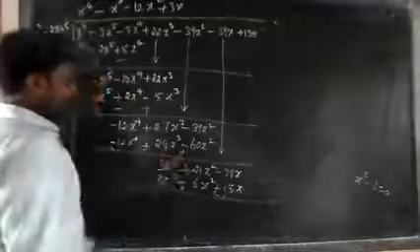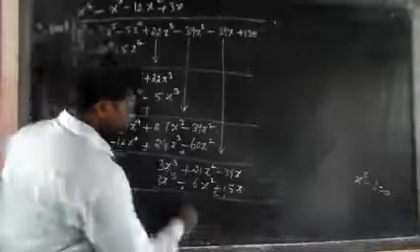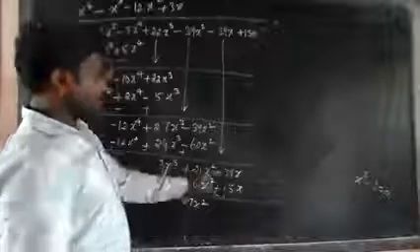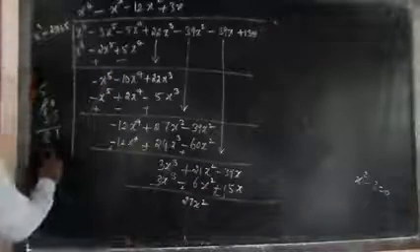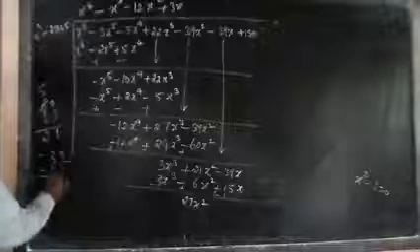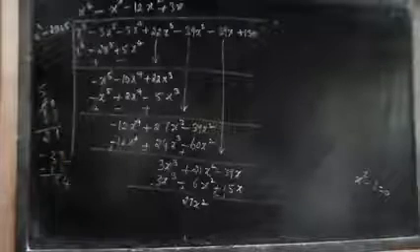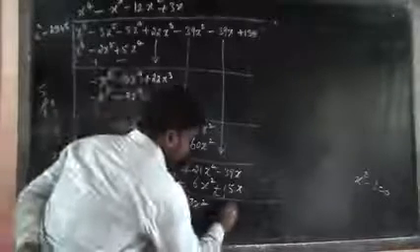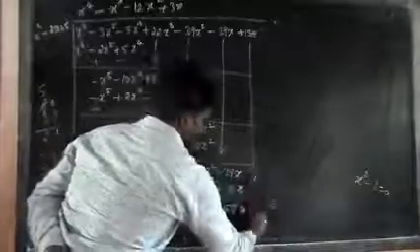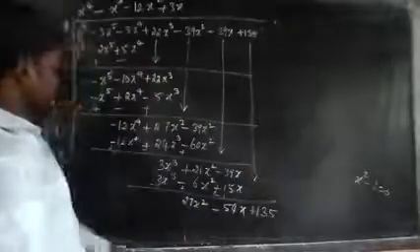Clear? This is cancelled. 21 plus 6 is 27x square. Both are the same sign. Minus 39 minus 15 is minus 54. So minus 54x. Next is plus 135. Clear?